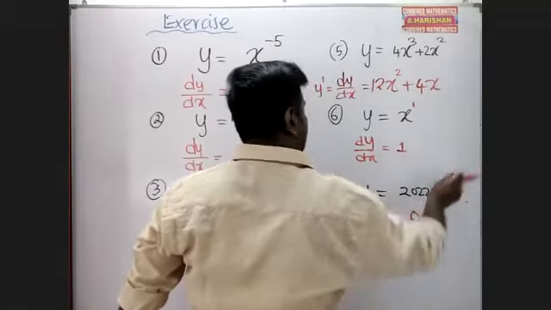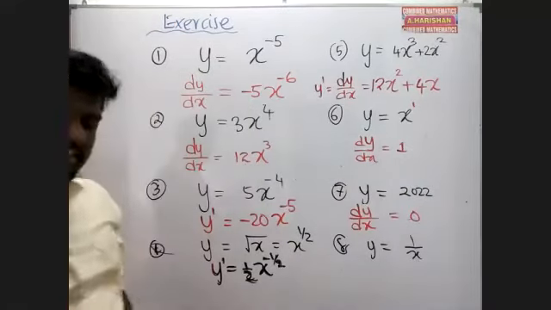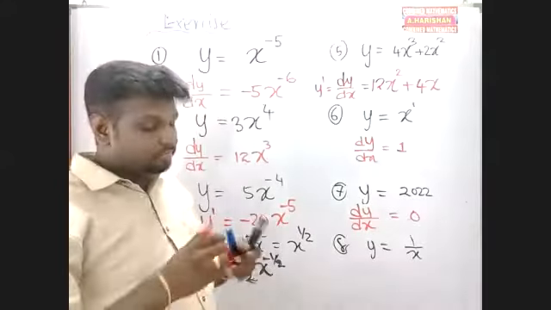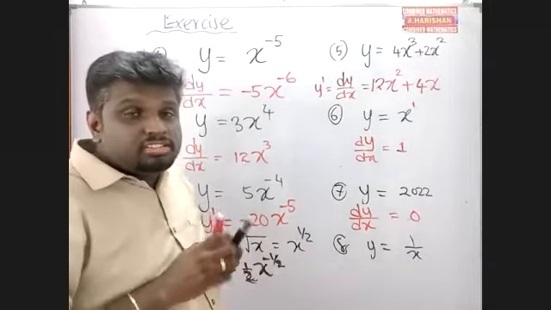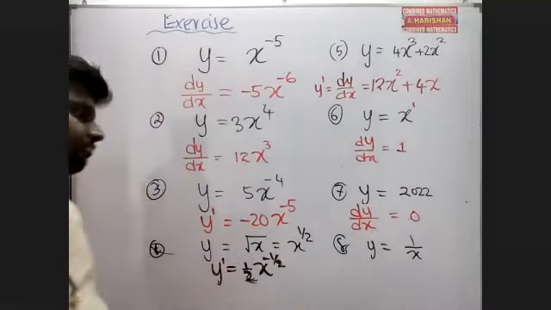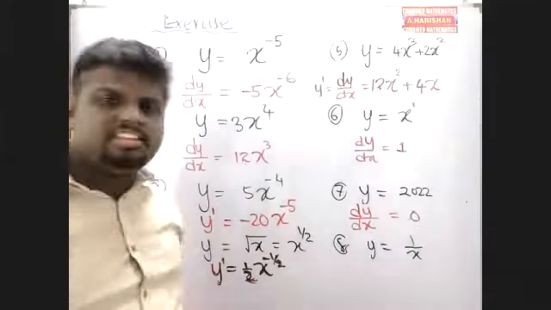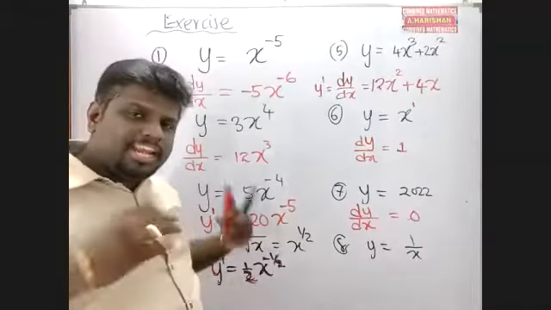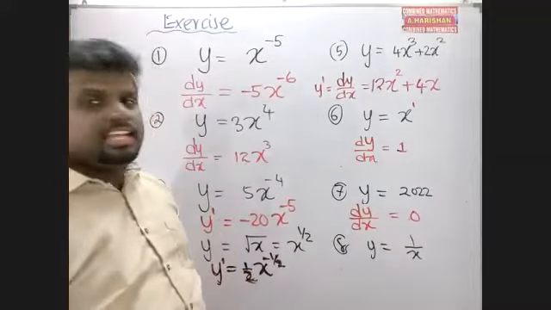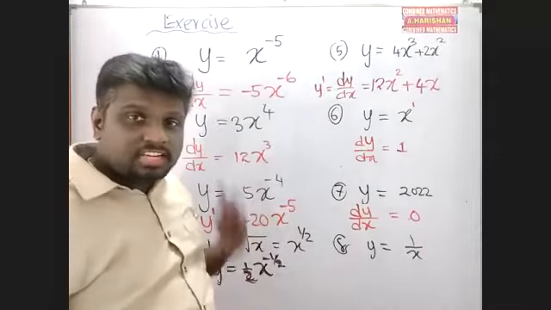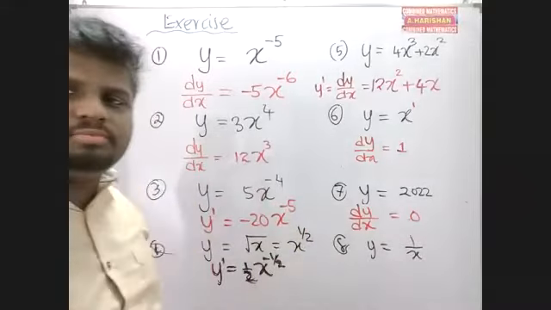I wrote it like this only for your explanation. But hereafter you need to understand very well: wherever you see a constant alone, if you differentiate the constant with respect to anything, that becomes 0.